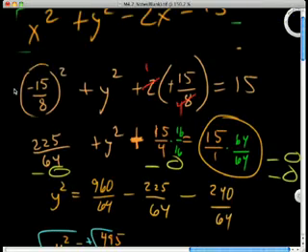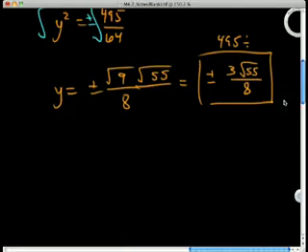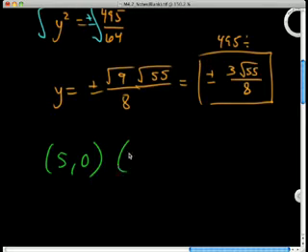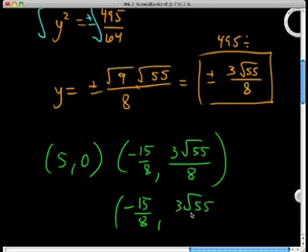x is this. So that means my solutions for this graph are, what was my first one? 5, 0. Then I've got negative 15 eighths, comma, 3 square roots of 55 eighths. And then I've got negative 15 eighths, comma, negative 3 square roots of 55 eighths. Let's see. And yes, fortunately that's what the book had.